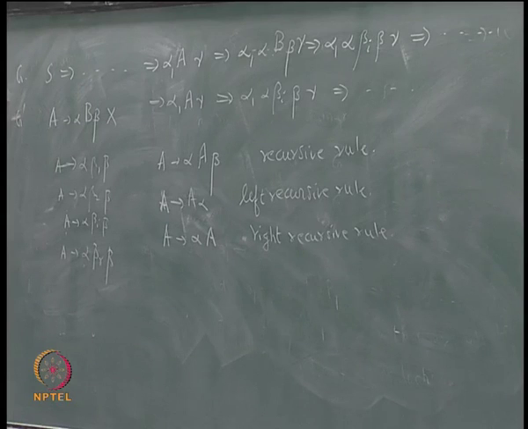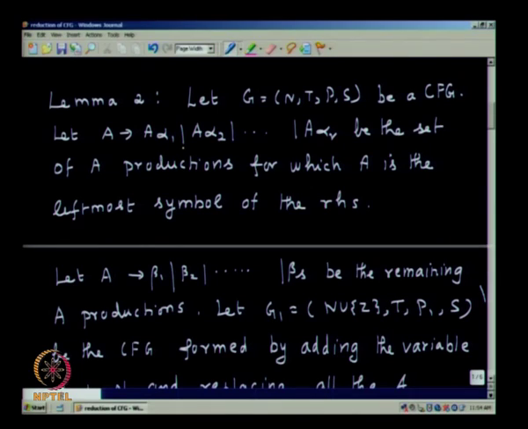We do not want to have left recursion. Then let us see what. Let A goes to A alpha 1, A alpha 2, A alpha r be the set of A productions for which A is the leftmost symbol of the right hand side.